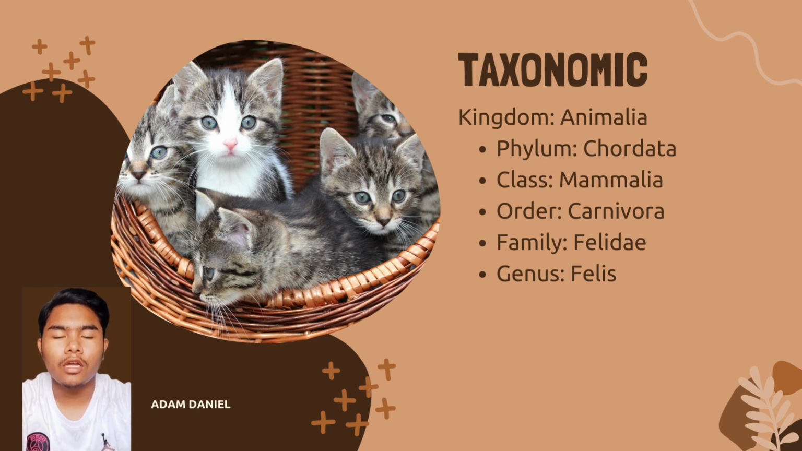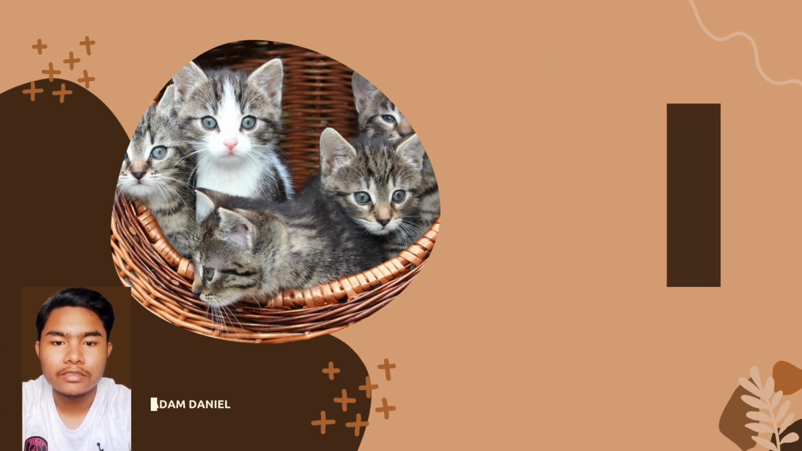For now, I am going to talk about the taxonomy of the Wildcat, Felis silvestris. As for the kingdom, it is Animalia. For the phylum, it is Chordata. The class is Mammalia, or mammals. The order is Carnivora. The family is Felidae, and the genus is Felis.